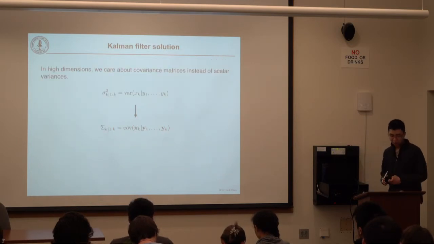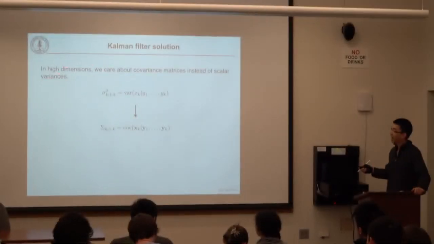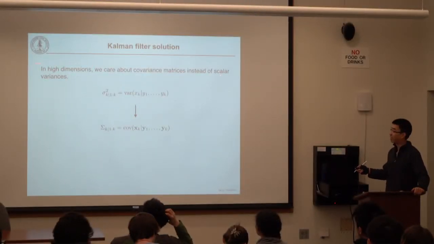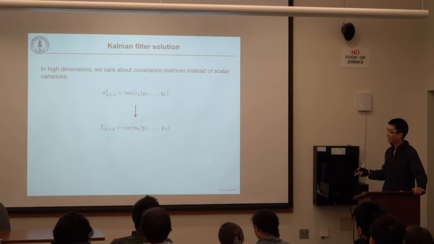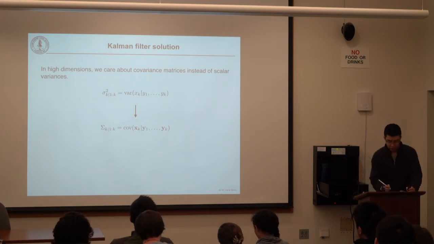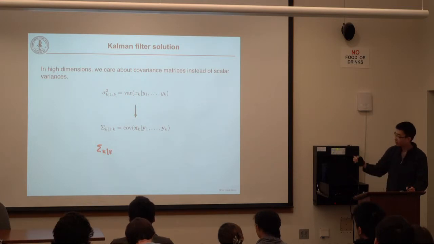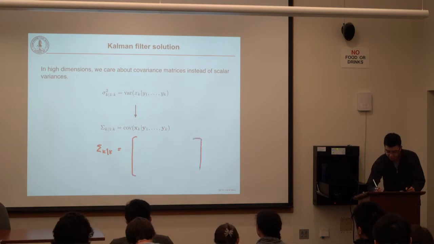All right. So one final note before we show you the solution of the Kalman filter is that in high dimensions, we care about covariance matrices instead of scalar variances. And so we're going to turn all these sigma squareds, which are just the scalar variance of the xk, into these covariance matrices, which are the covariance of each of the dimensions of xk. And for the rest of this lecture, we can just assume a simple case where the sigma k's, given the neural data from y1 to yk, is a diagonal matrix, right?